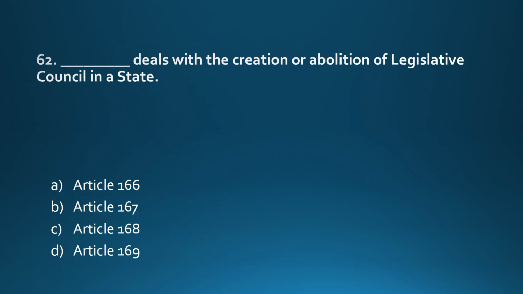Question number 62. Dash deals with the creation or abolition of legislative council in a state. Option A, Article 166. Option B, Article 167. Option C, Article 168. Option D, Article 169. Correct answer is option D, Article 169.